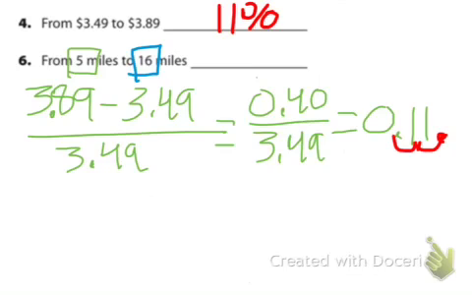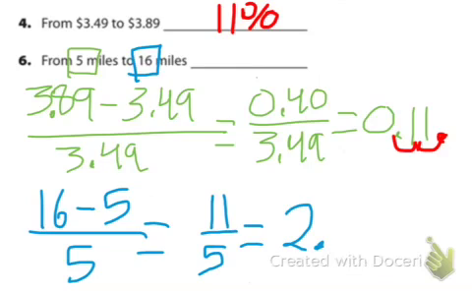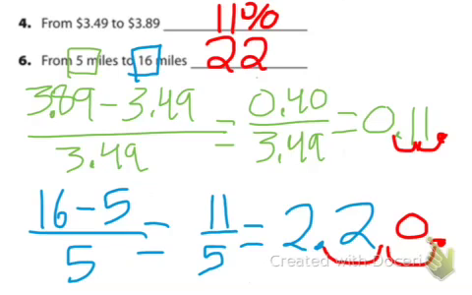On number 6, so from 5 miles to 16 miles. So for 6, change over original is the change over the original. We get 11 over 5. 11 divided by 5 is 2.2. And to change that to a percent, we have to move the decimal twice. Once, twice, and we have to add a zero. So for number 6, we get 220%.